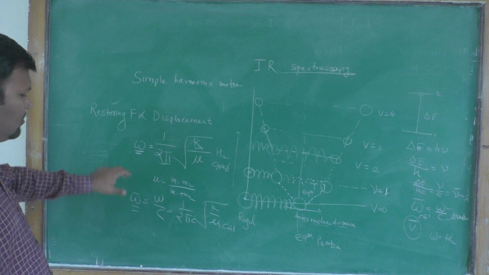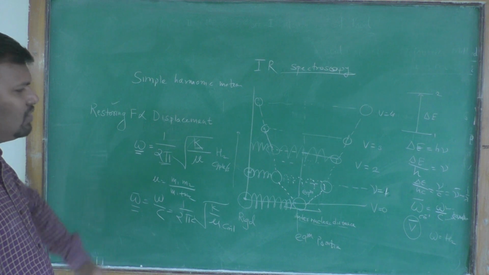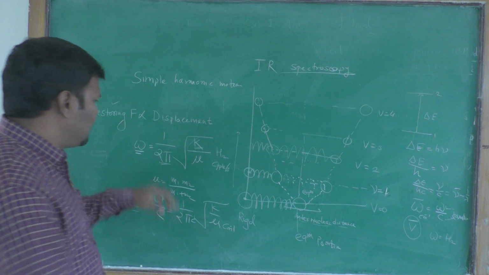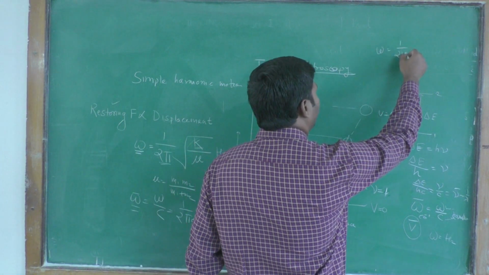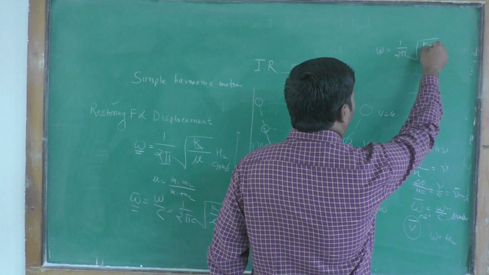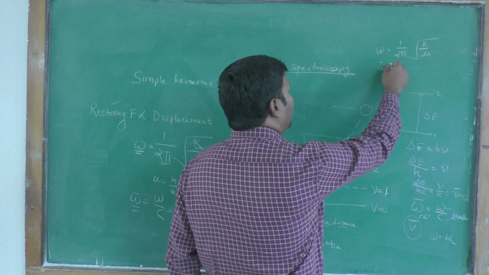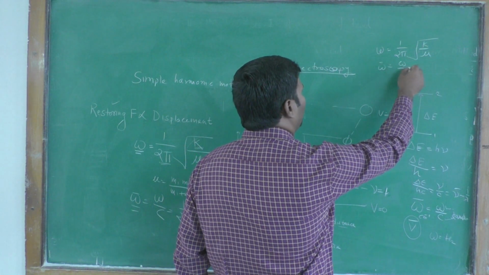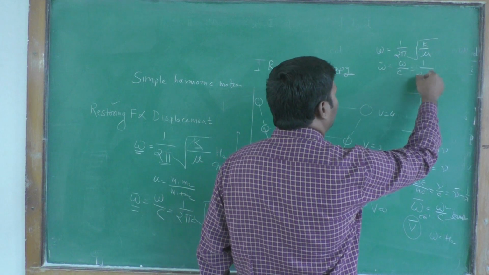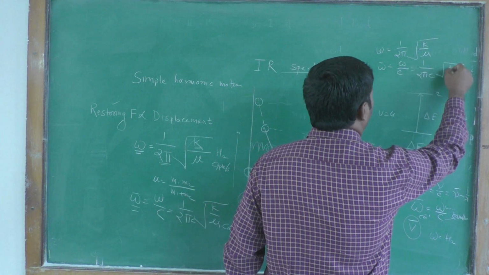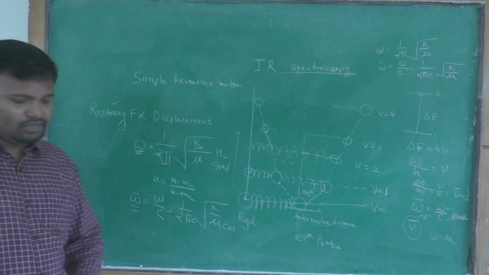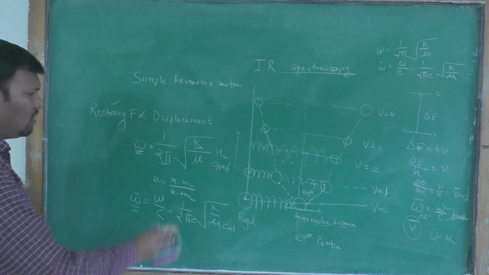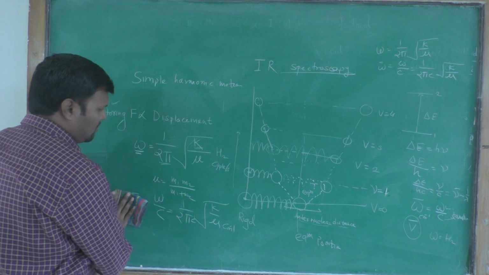Remember this formula, we will write it on this side. Omega is equal to 1 upon 2 pi under root k upon mu, and omega bar is equal to omega upon c, which is 1 upon 2 pi c under root k upon mu. This equation we have learned, and all these terms we have learned.